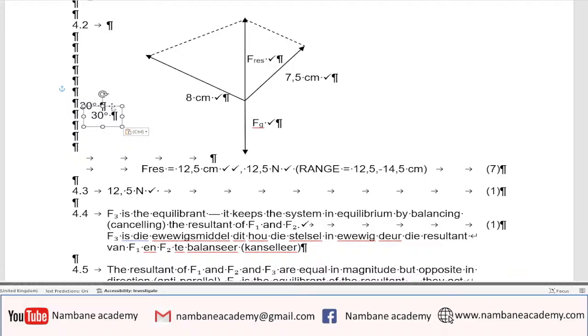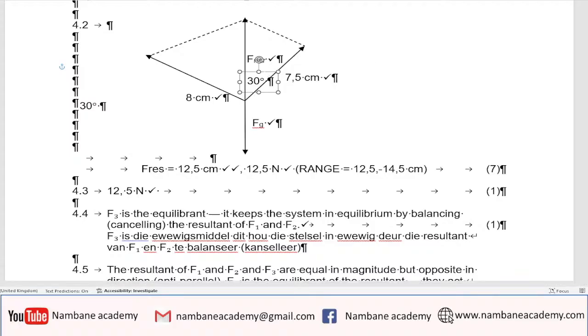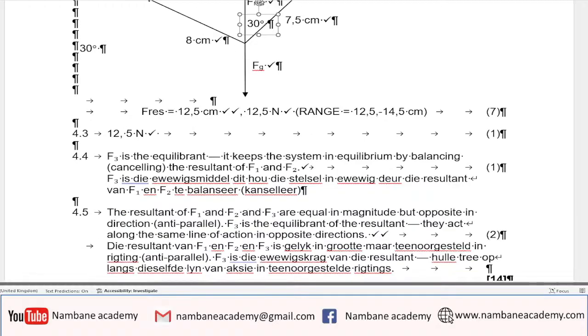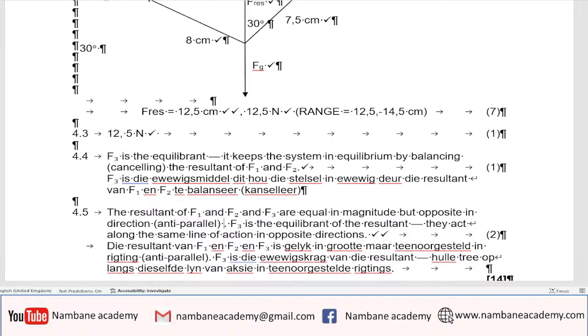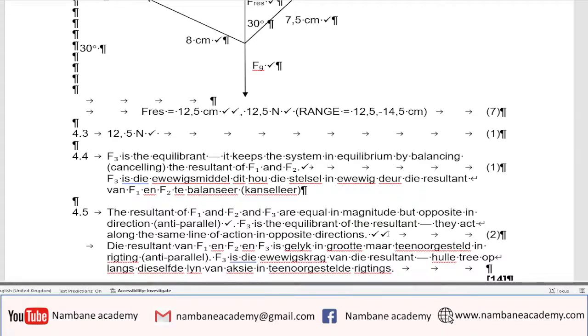Then 4.5, describe the relationship between the resultant and F3. The resultant of F1 and F2 and F3 are equal in magnitude but opposite in direction. So I think we can put 1 mark at equal in magnitude and the other mark at opposite in direction. And that will give us a grand total of 14. Any inputs here, please, colleagues?